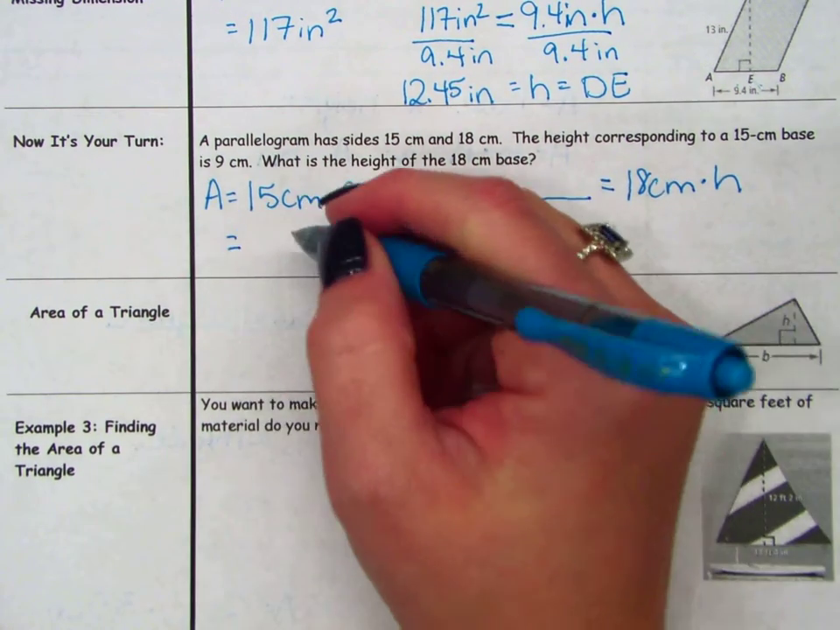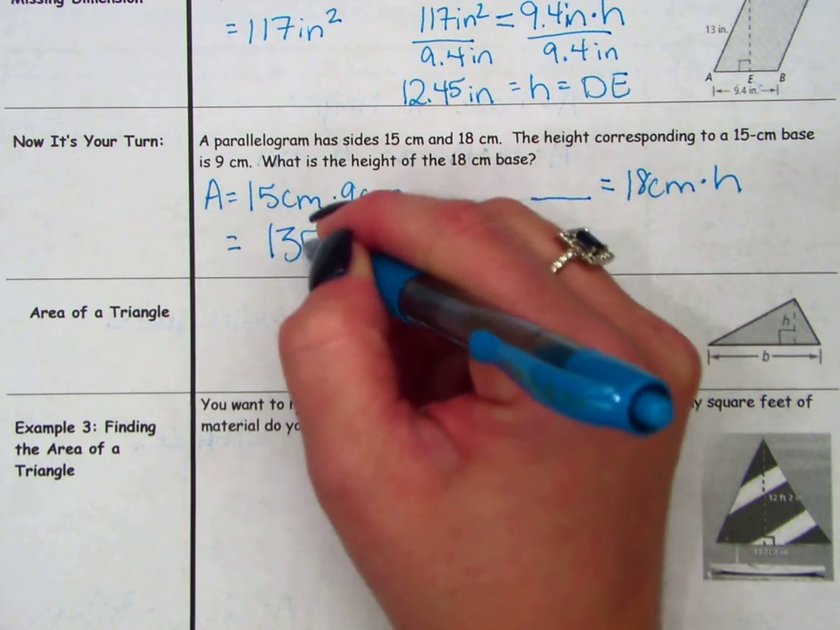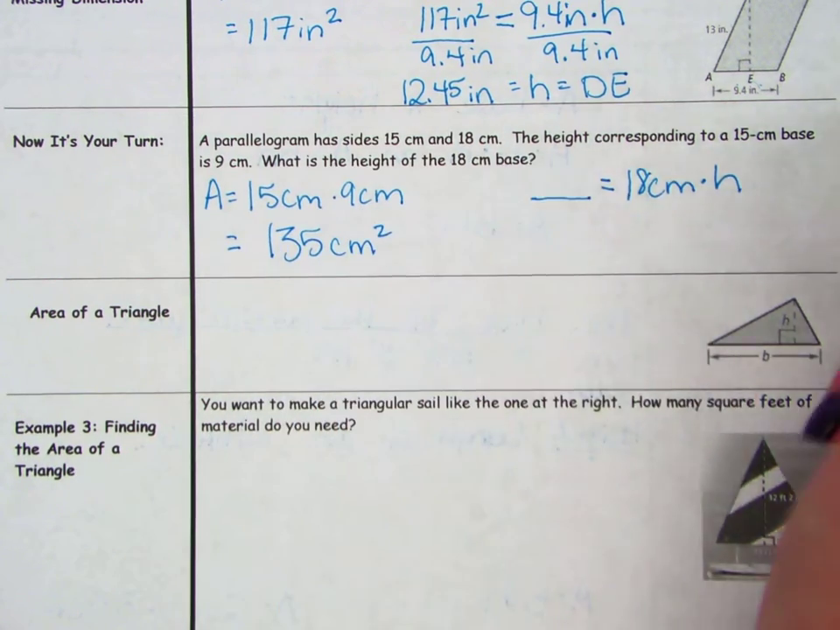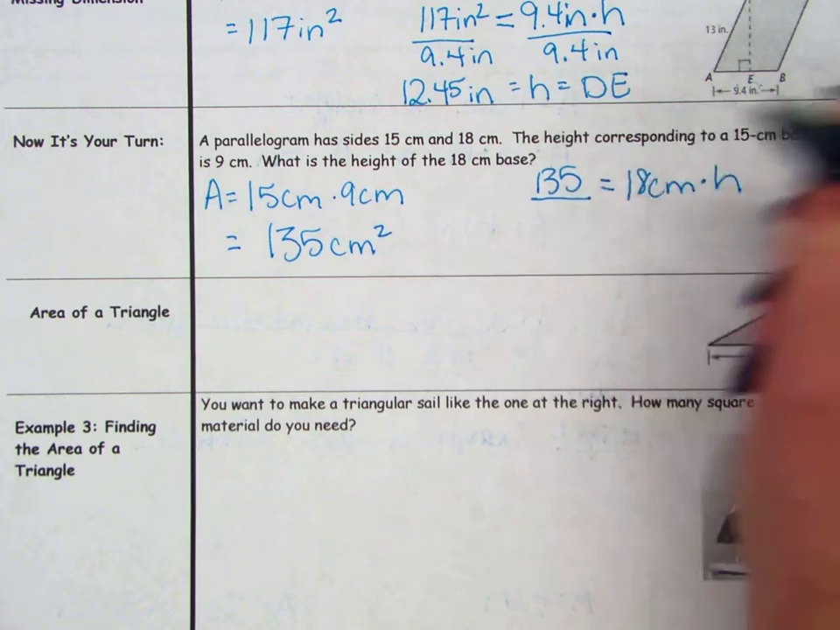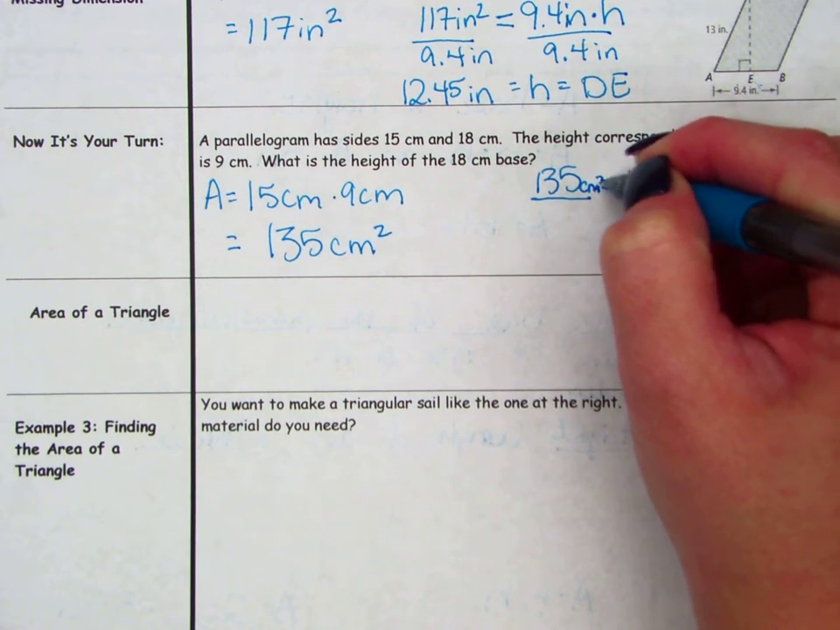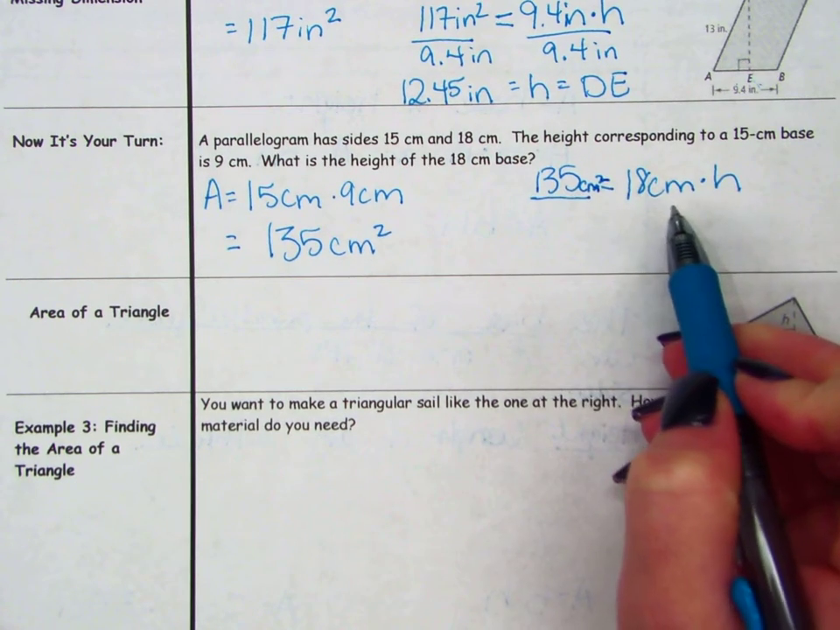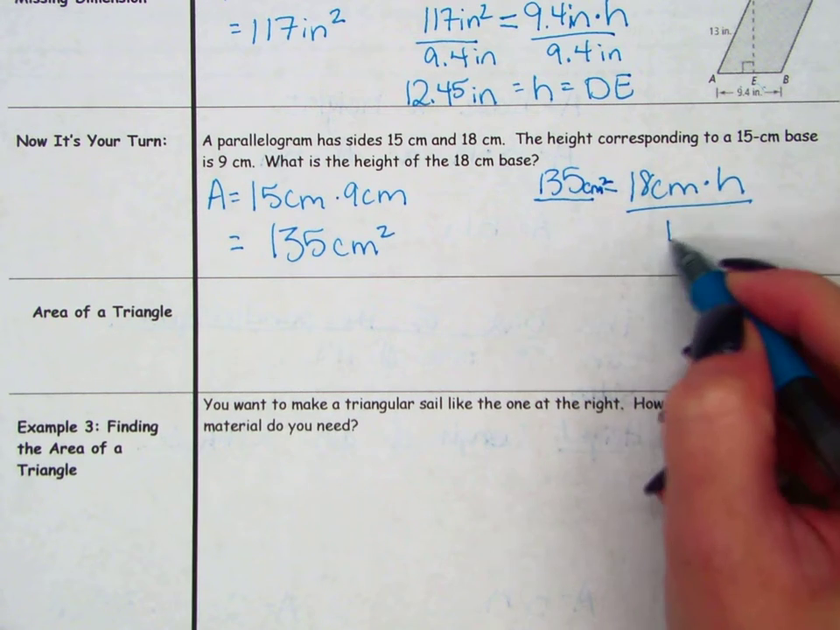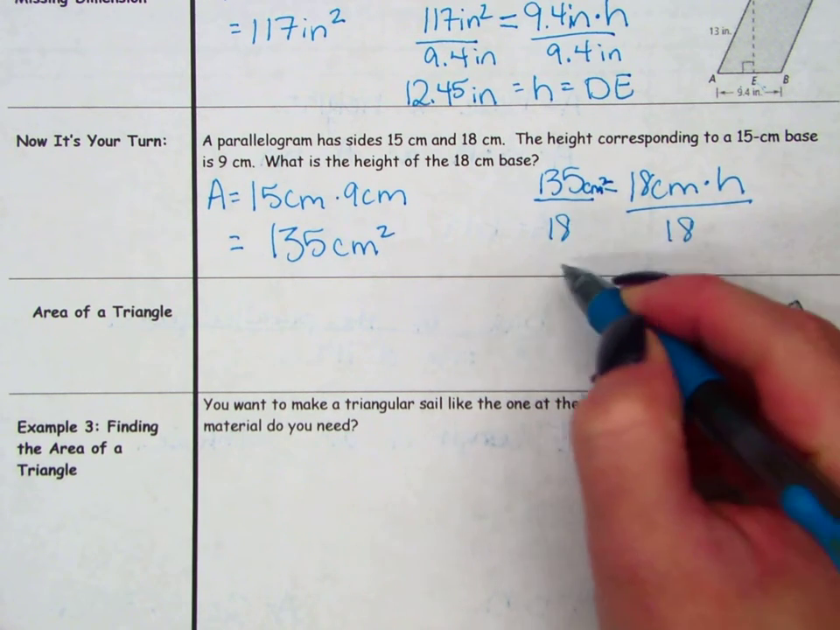All right, so here 15 centimeters times 9 centimeters gives me 135 centimeters squared. So I know 135 centimeters squared is equal to 18 centimeters times the height. So I'm going to divide both sides by 18.